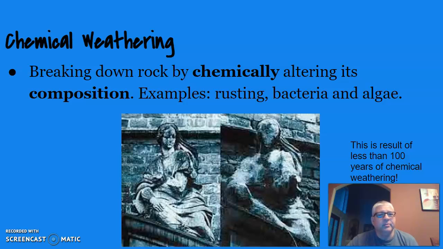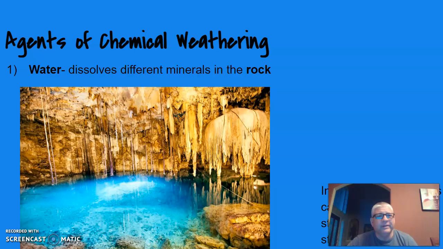But anyway, chemical weathering is the breaking down of rock by chemically altering its composition. Rusting of rock, because iron is found in rock. Also bacteria could do it, or algae could do it. These are the agents, the substances, the chemicals that are going to cause this weathering to take place. So water dissolves it, and that is a chemical process.